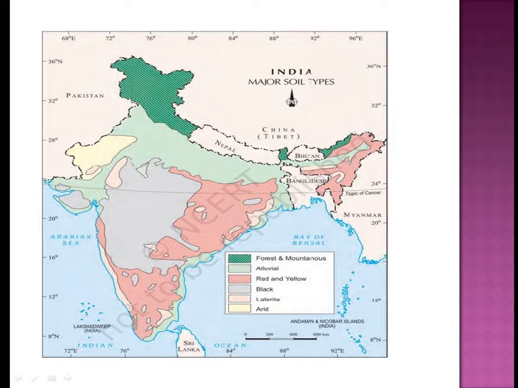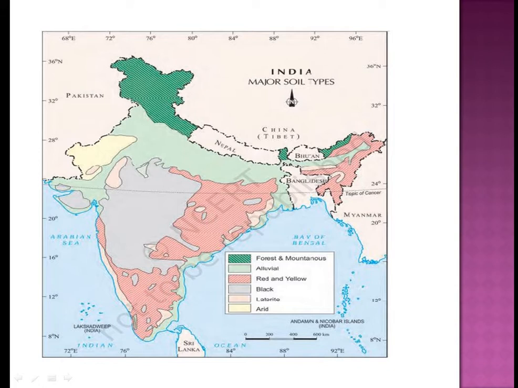Then the light greenish part, alluvial soil. The red and yellow soil, black soil with the grey one, laterite with the reddish, and arid with the yellow. So I request you, from this map there will be a 1 mark map work question, in which any part of India is going to be highlighted, and there will be a clue given in the question paper, a type of soil, and you have to identify which type of soil it is.